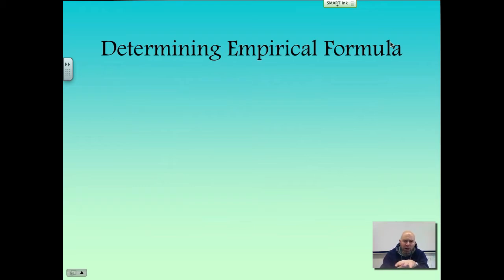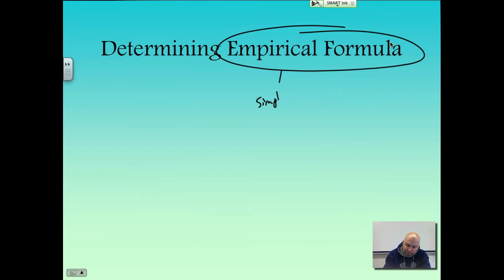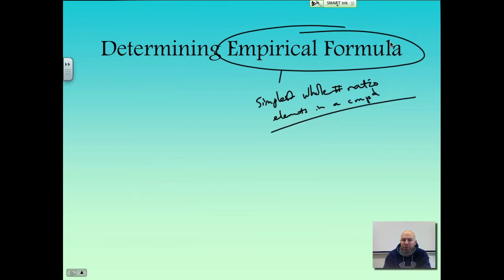I'm going to go ahead and solve one, and then give you kind of the how to find the ratio, because really all you're doing is you got to understand that the empirical formula is the simplest whole number ratio of elements in a compound. Okay, simplest whole number ratio of elements in a compound. So basically what we're looking for is that whole number ratio.